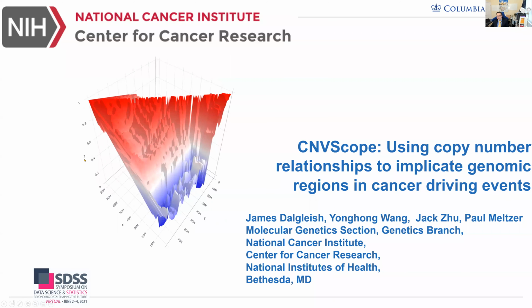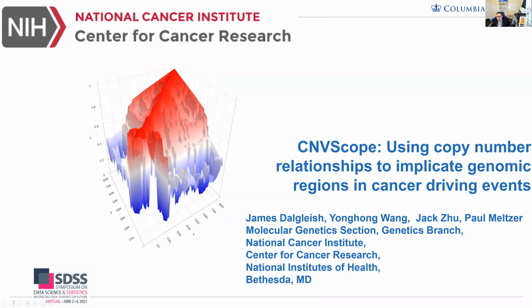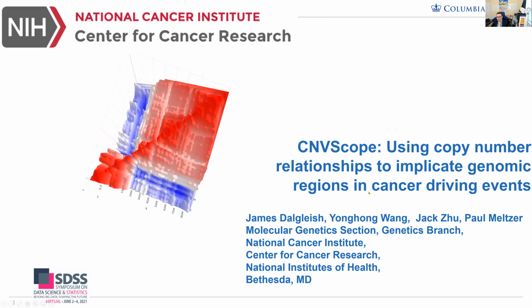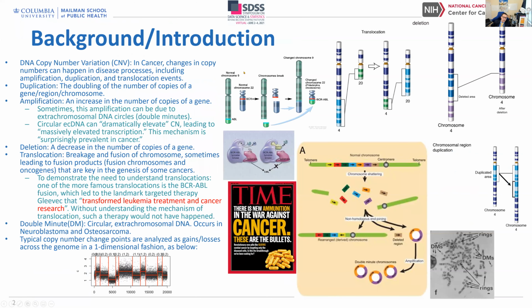I'm here to discuss CNVScope, which is an R package and Shiny application that looks at copy number relationships to implicate genomic regions in cancer driving events. To give a bit of background, changes in copy numbers can occur in disease processes, including amplification, duplication, and translocation events.